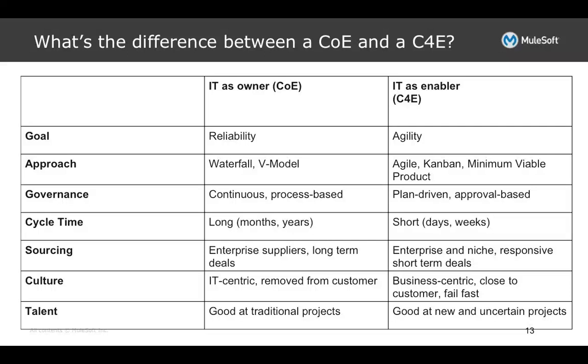The talent in COE is good at traditional projects. For C4E, talent is good at new and uncertain projects. So there are different use cases around where you can use COE and where you can use C4E. My client, as I said in the beginning, is now transitioning from a traditional way of doing IT into agile practices, where they will have different Scrum teams. So the C4E model helps ABC Enterprise leverage the Anypoint platform as a single platform for solving all their integration needs.